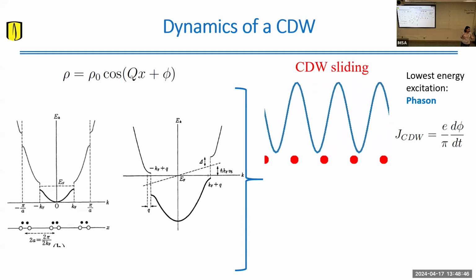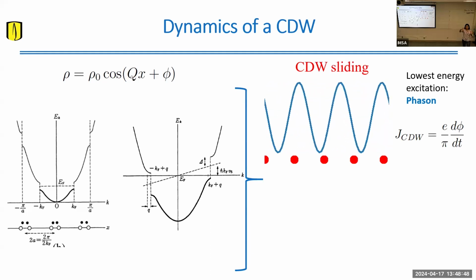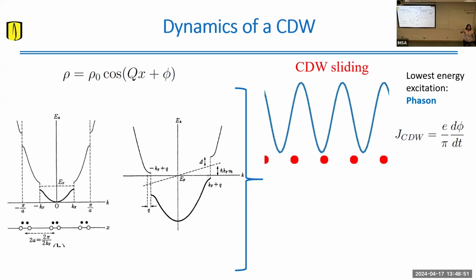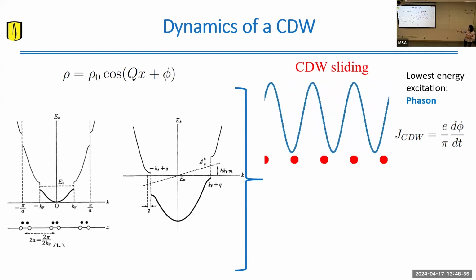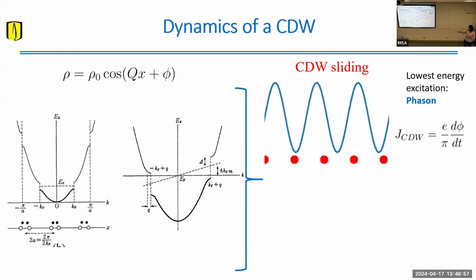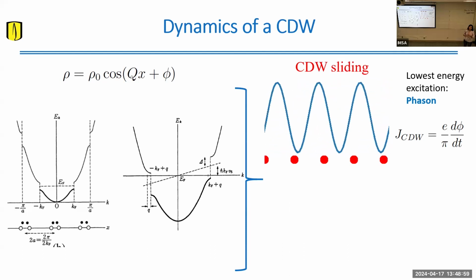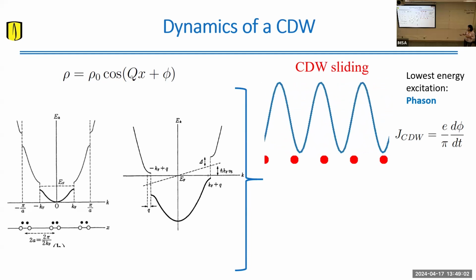So this phason will look something like this. You take this charge density wave modulation and you display the phase of it as a function of time, of course. And this creates a current, which will be the derivative of the phase of this charge density wave.